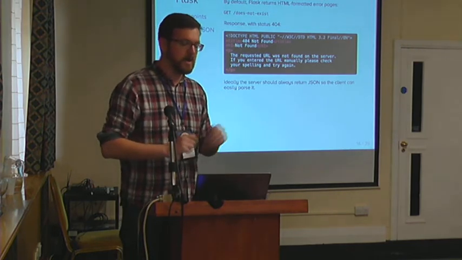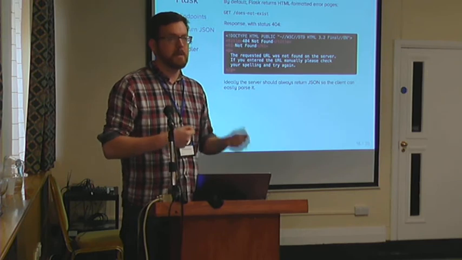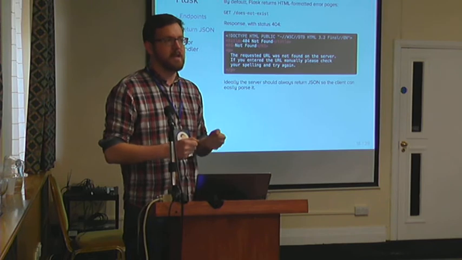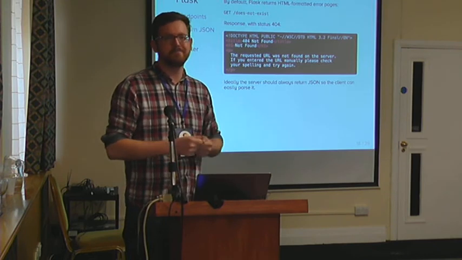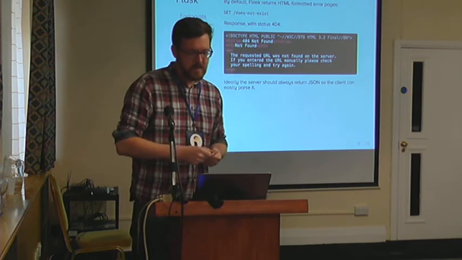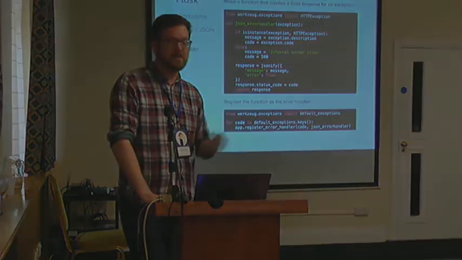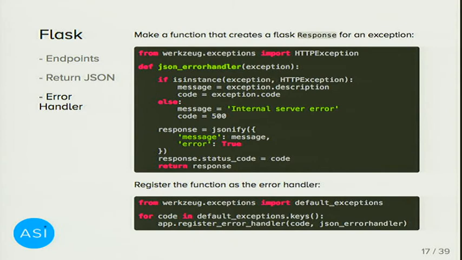But if you're calling it from an API, from a client application, and the client application is trying to interpret this as JSON, then it's not going to work because it's not valid JSON. And so I'd suggest using the capability to register error handlers with Flask in order to return JSON instead.